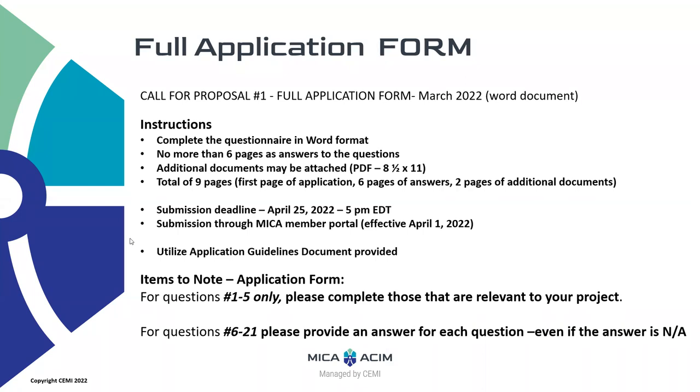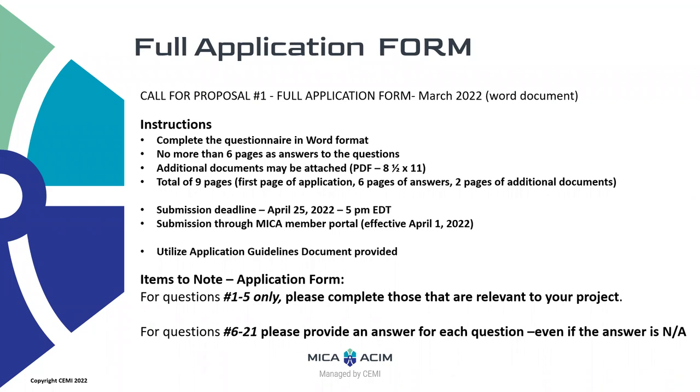Then there can be some additional documents attached as PDF, whether it's a Gantt chart, a letter of support, or a diagram. So the total submission should be 9 pages: the first page of the application, 6 pages of answers and 2 pages of additional documents. The submission deadline is April 25th at 5 p.m. Eastern Daylight Time. The submission will be through the MICA member portal, which, if you haven't already with your membership, you'll be signing on and becoming a member. That is effective April 1st. We'll have that ready for the submissions to be done. And I encourage you to utilize the guidelines document provided because it does answer a lot of those questions.